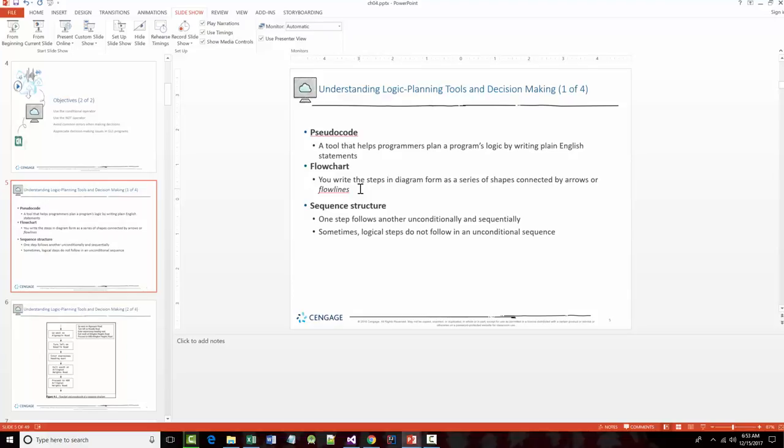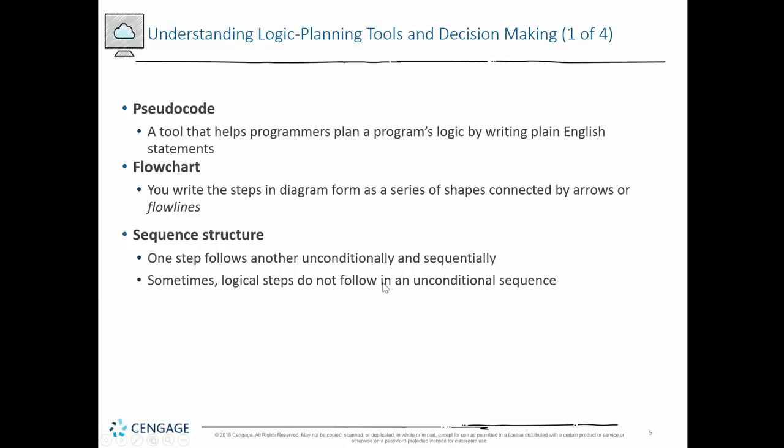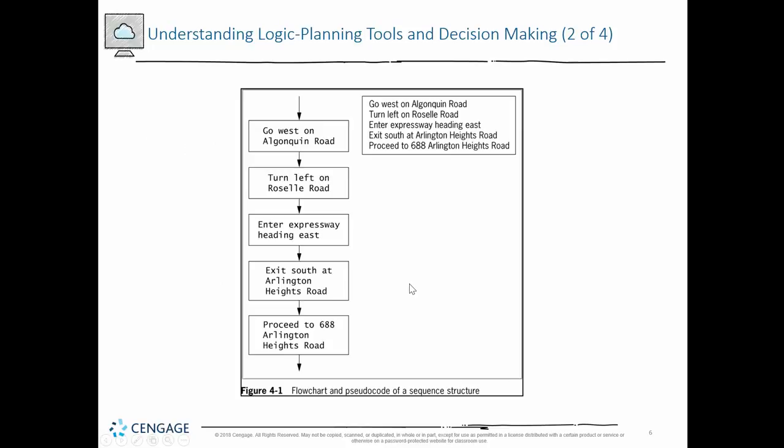The programs we've done so far have been sequential in nature, where one step has followed the other. It's not really, when you think about it, exactly how life works. Sometimes, as it says, logical steps do not follow in an unconditional sequence. An even better example than this is you're going down a road, and the road ends. And you've got your choice. You can either go off to the left or go off to the right. And let's just say the road is one way, so you can't back up. So you've got to go in one direction or another.